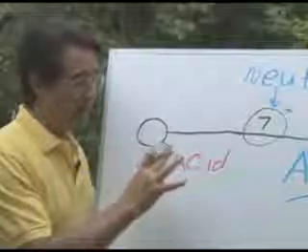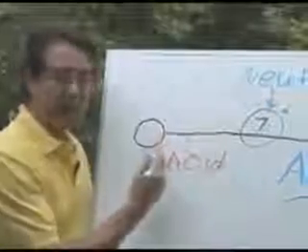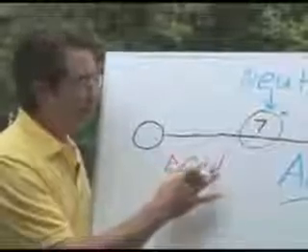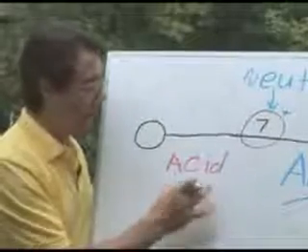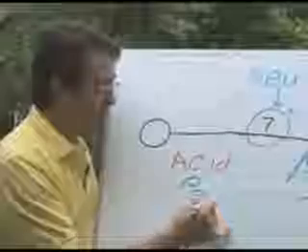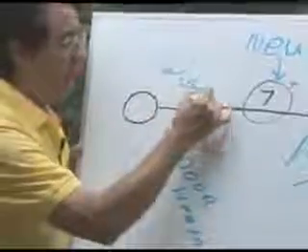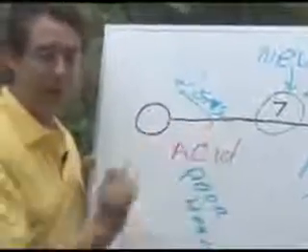Now let's talk about this for just a second. On this side of the scale, we have the acid side. Now understand that everything that's on the acid side of the scale is poor health. This is where you find poor health. This is also where you find disease. You find all of that on this side of the scale.